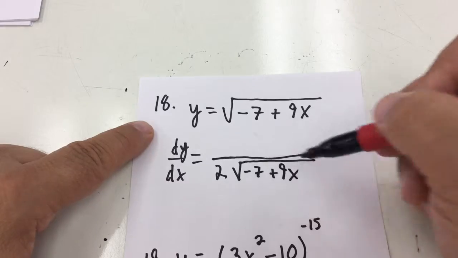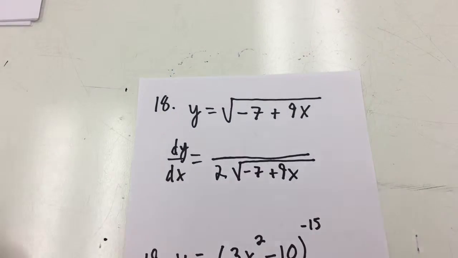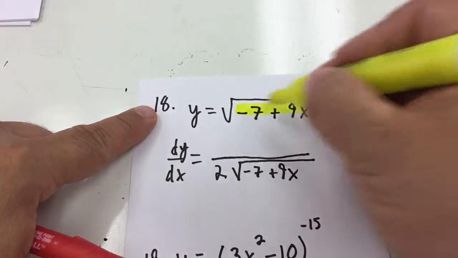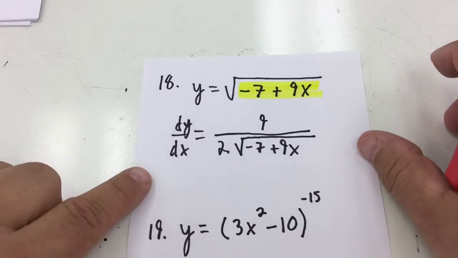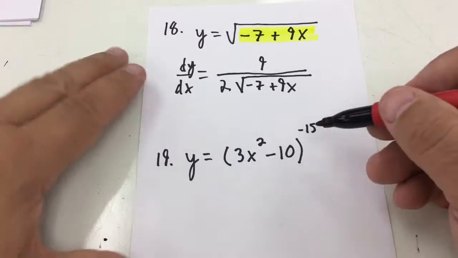All we need now is what to put on the top. And what we put on top is the derivative of the guts. This is technically a chain rule problem. So the derivative of -7 plus 9x is just 9. And that's my derivative.